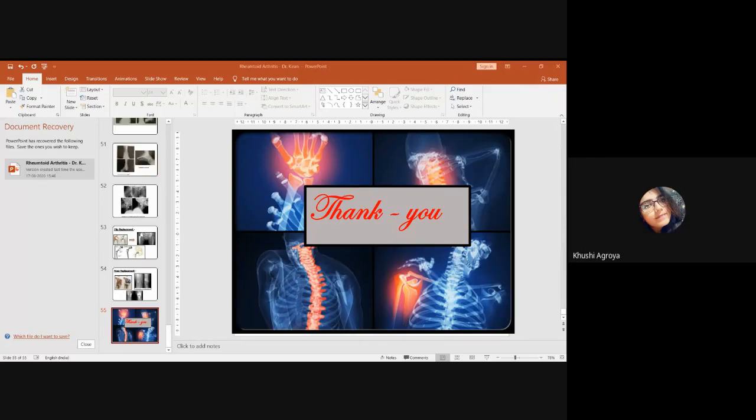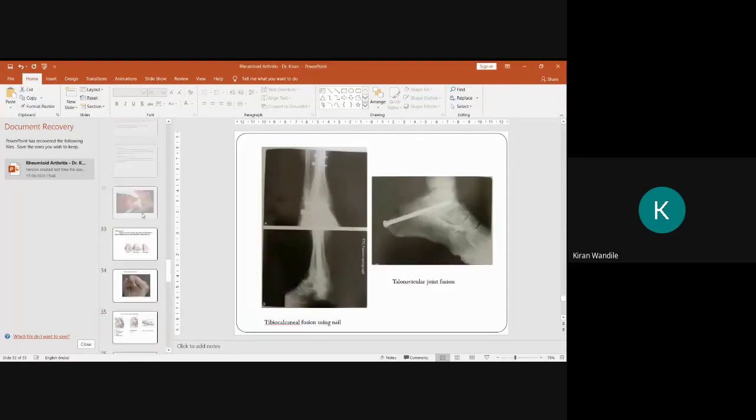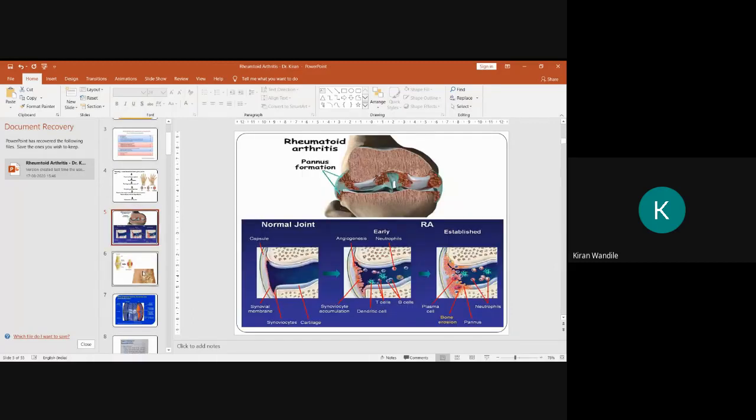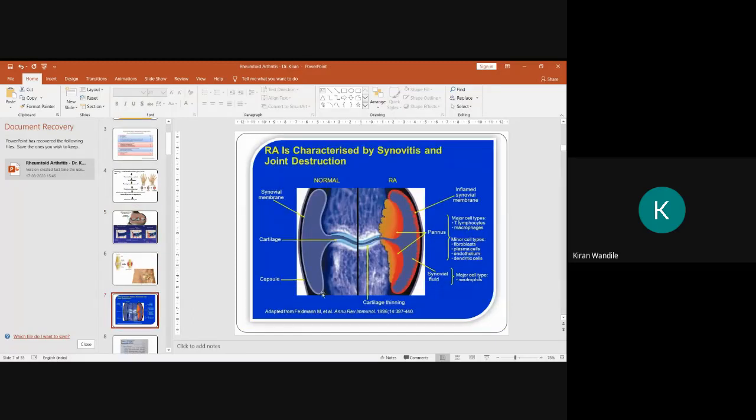What is the content of pannus? In the earlier slide, the various cells, T cells, B cells, synoviocytes, macrophages, all together form the pannus. Major cells are T lymphocytes and macrophages. Minor cells are fibroblasts, plasma cells, endothelium, and dendritic cells.